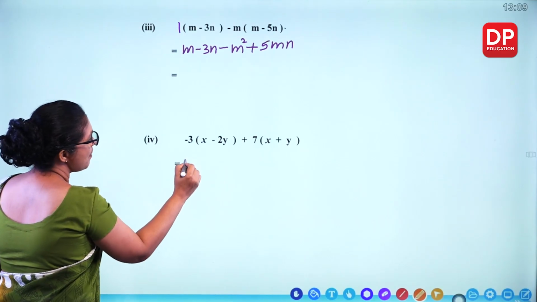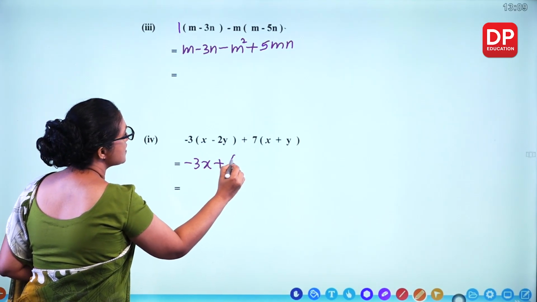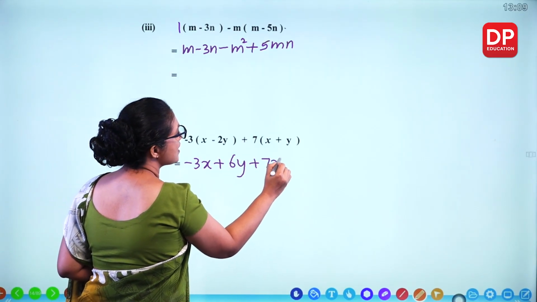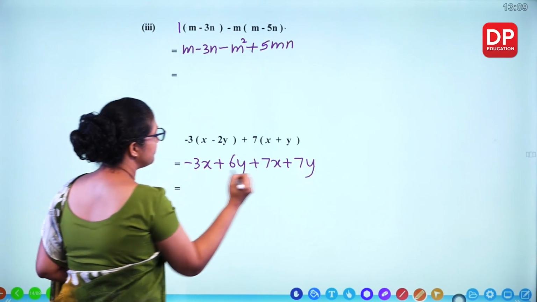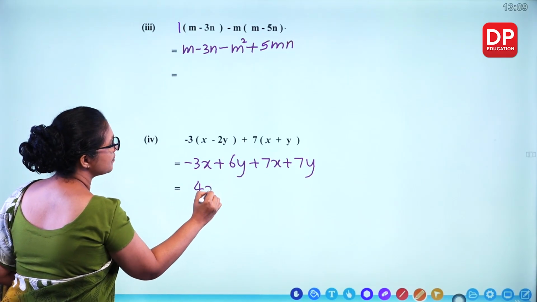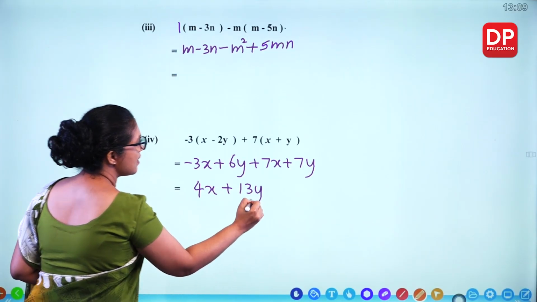This one, minus 3x, minus minus plus 6y plus 7x plus 7y. Minus 3x and plus 7x, that's 4x. 6 plus 7, 13y.